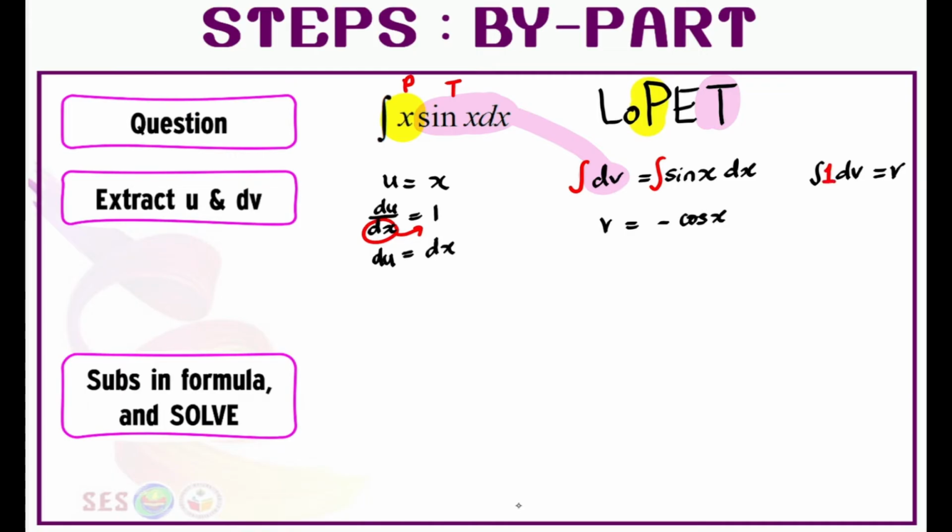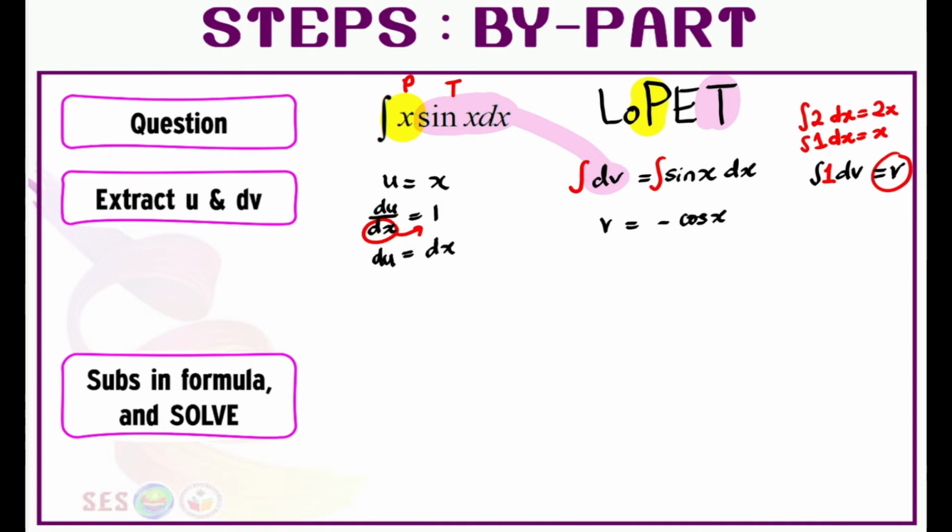Alright, if you are confused why integrate dv is v, it's because there is 1 here. So integration of 1, a constant, will get just v. Just the same as when you integrate 2 dx, what will you get? 2x, right? Integrate 1 dx, what will you get? x. So integrate 1 dv, or integrate dv, we will get v. Okay? So that's the explanation.